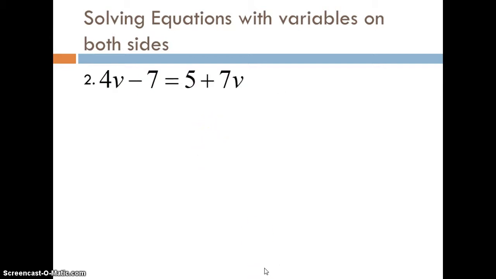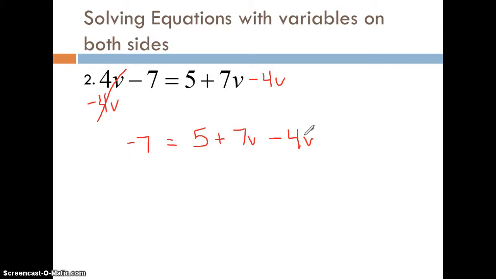So on this one, we want to get the V's all to one side. Let's move this 4 over here. By doing that, you're going to do minus 4V to this side, so that it cancels out over here. So you're left with negative 7 equals 5 plus 7V minus 4V.